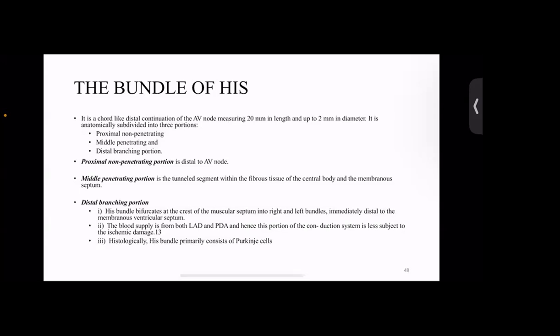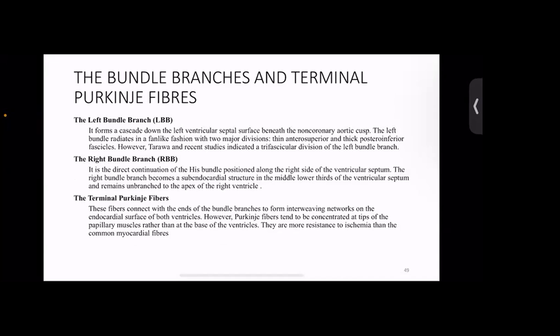Then the middle penetrating portion is tunneled into the fibrous tissue of the central body and the membranous septum. And then the distal branching portion is the His bundle that bifurcates at the crest of the muscular septum into the right and left bundles, immediately distal to the membranous ventricular septum. Now, the blood supply is from both the LAD and the PDA, and hence this portion of the conducting system is less subject to ischemic damage. So histologically, the His bundle primarily consists of the Purkinje cells.